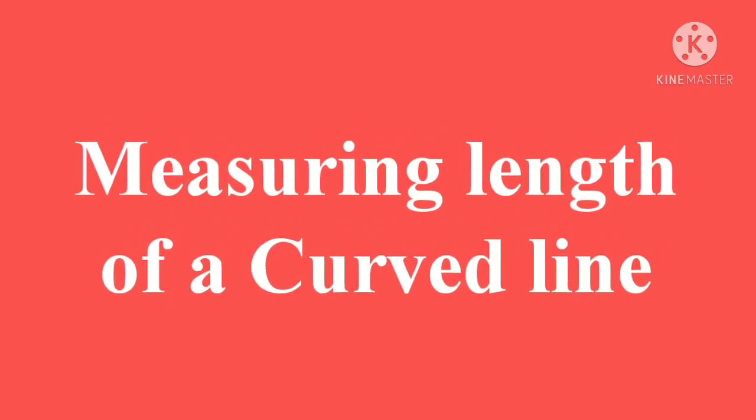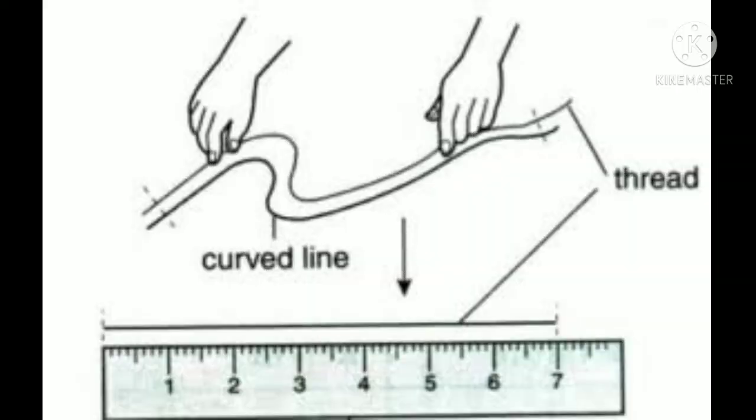Now we will come to measuring the length of a curved line. Suppose you have one curved line. Now see the next slide. You have to measure it. What will you do? You just put a soft cotton thread along that curved line, slowly measure it, and then keep that thread above the scale from 0. You see here it is shown till 7, which means that curved line length is 7 centimeter. Okay, so this is how to measure a curved line.